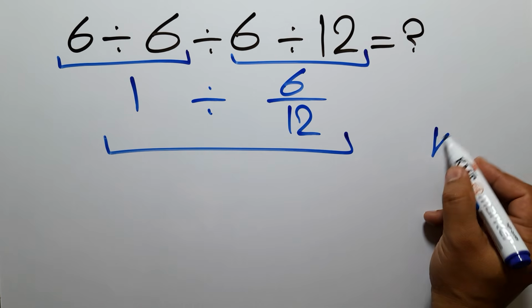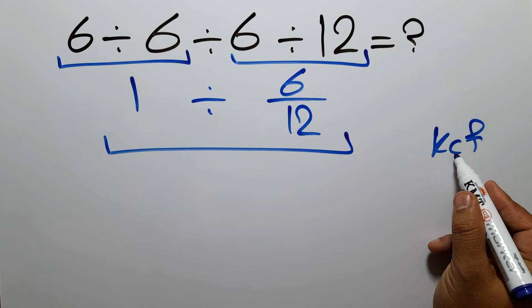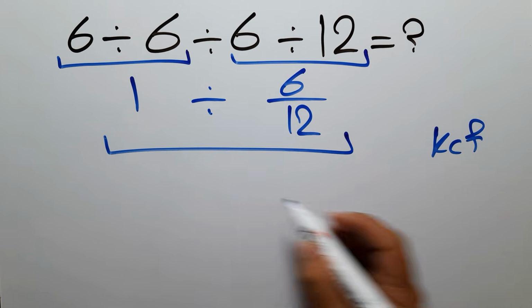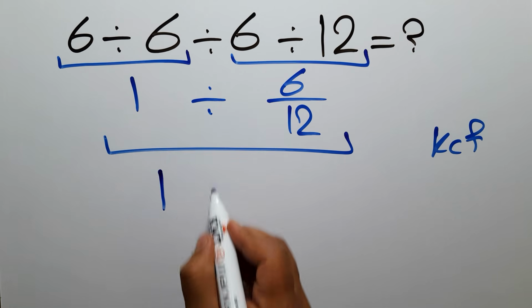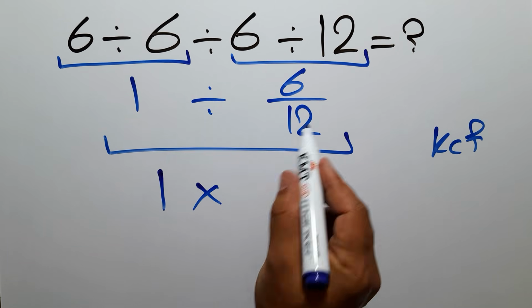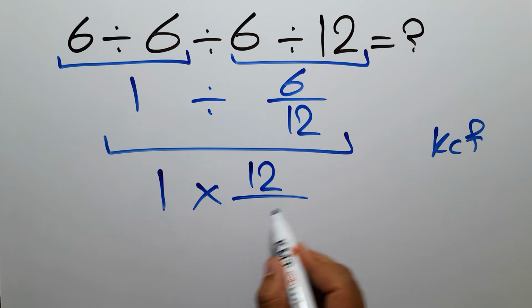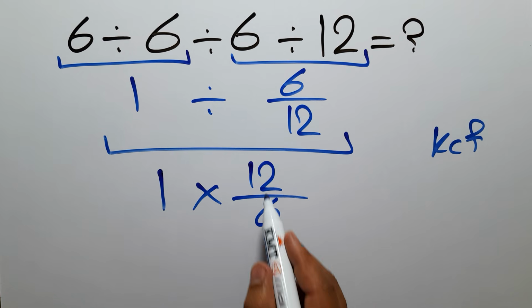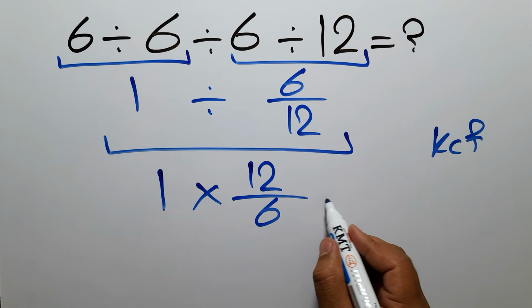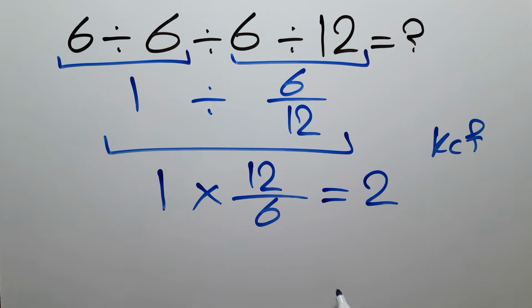According to the KCF rule, K stands for keep, C stands for change, and F stands for flip. We can write keep the first fraction, change division to multiplication, and flip the second fraction. So we have 1 times 12 over 6, which equals 2. But this answer is not correct.